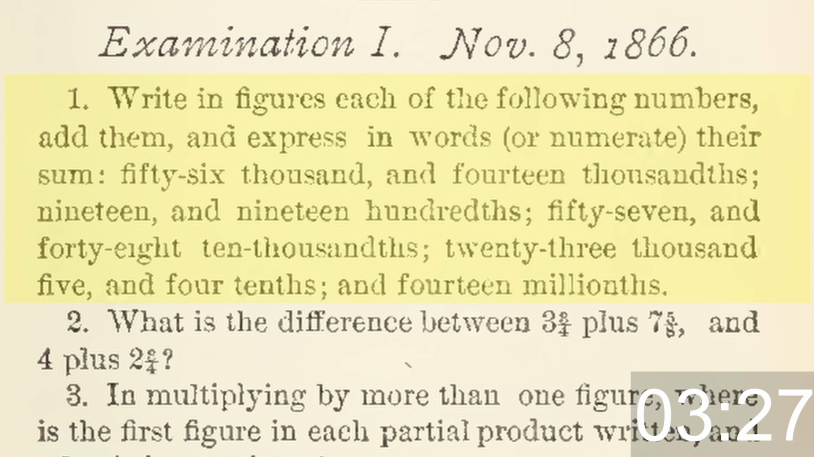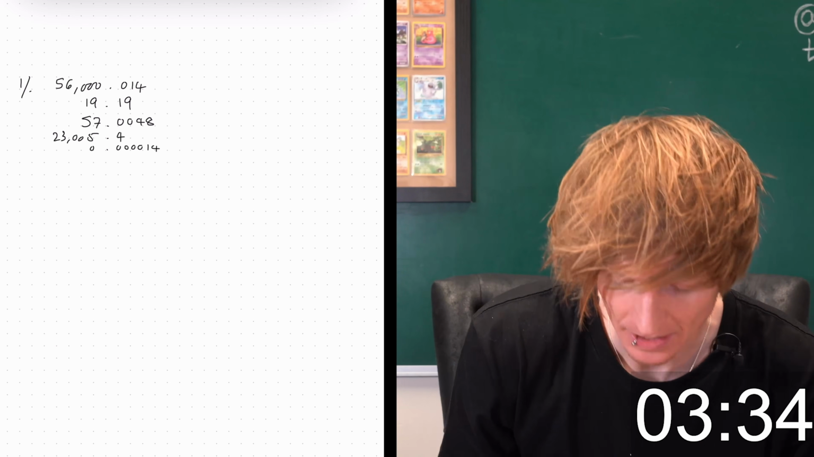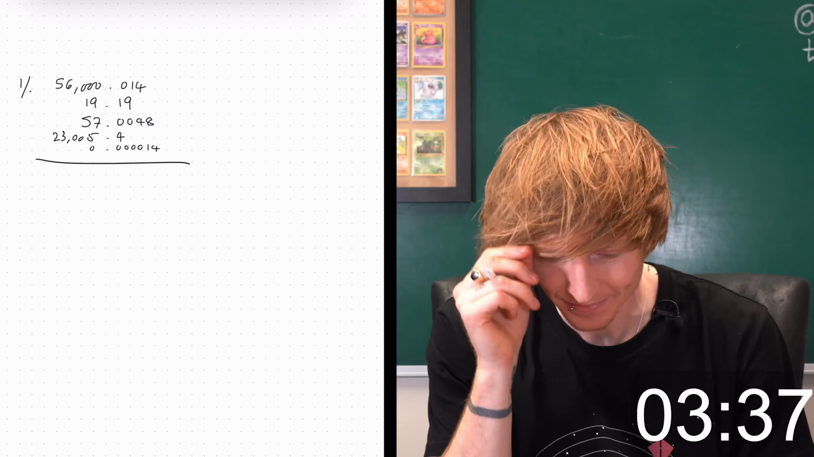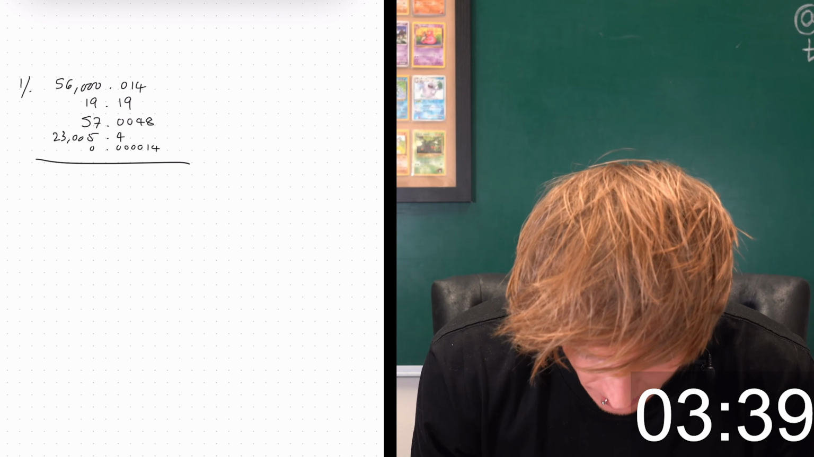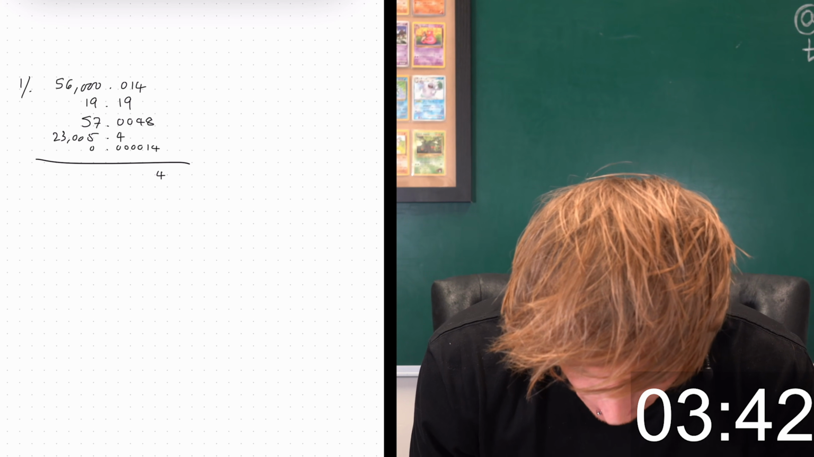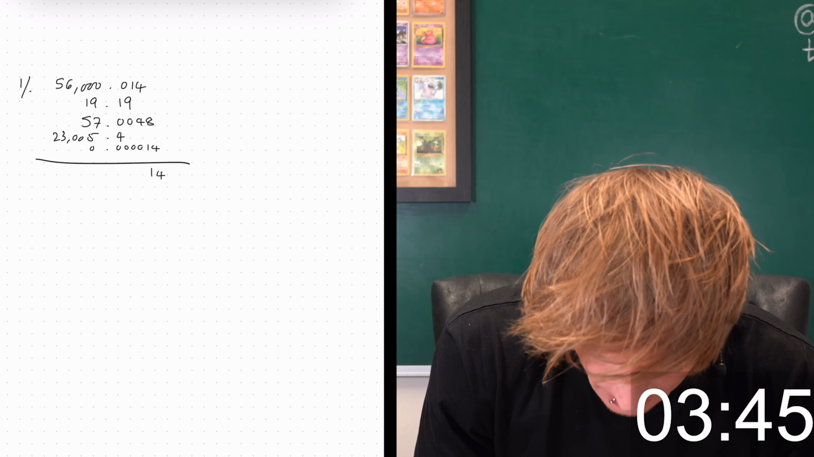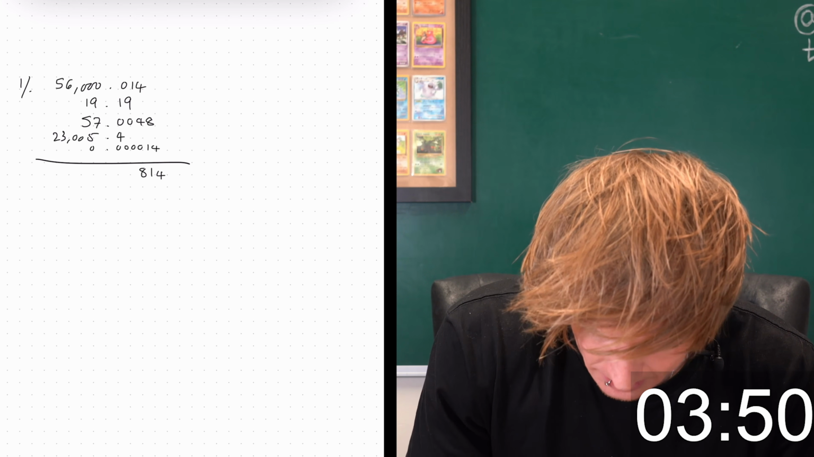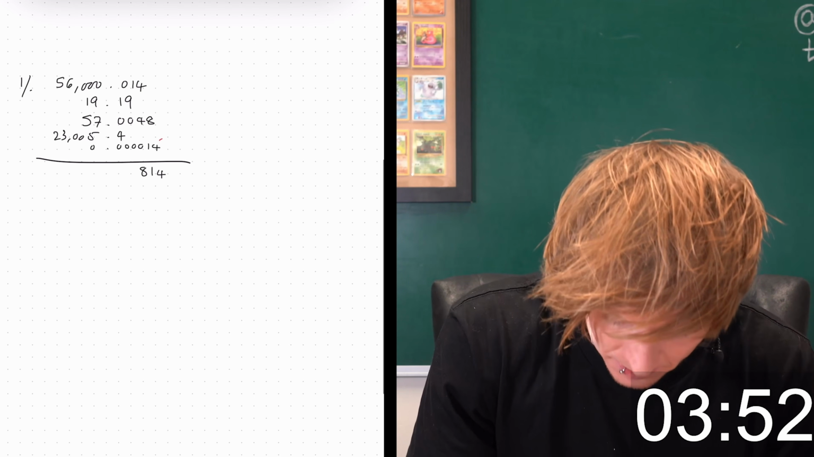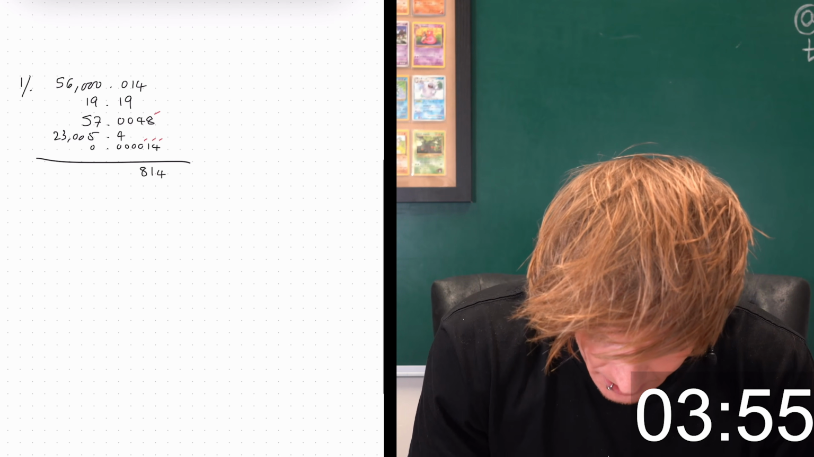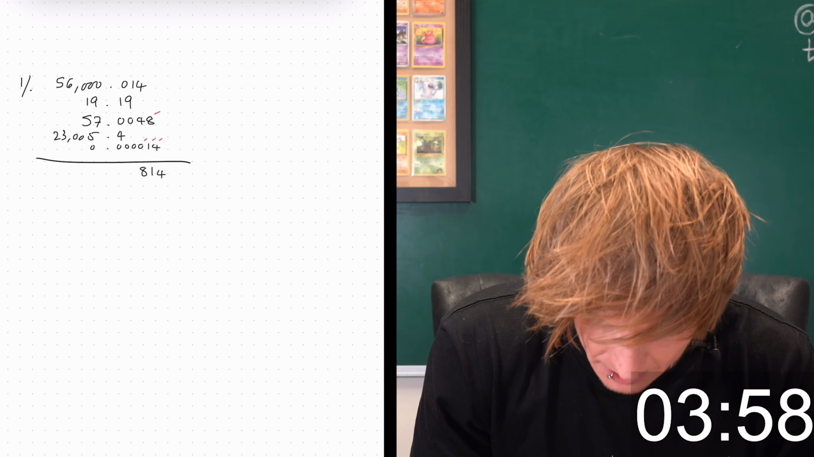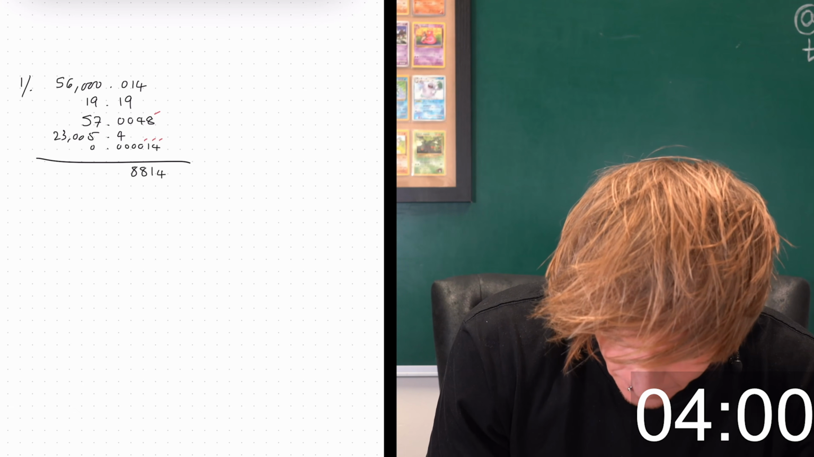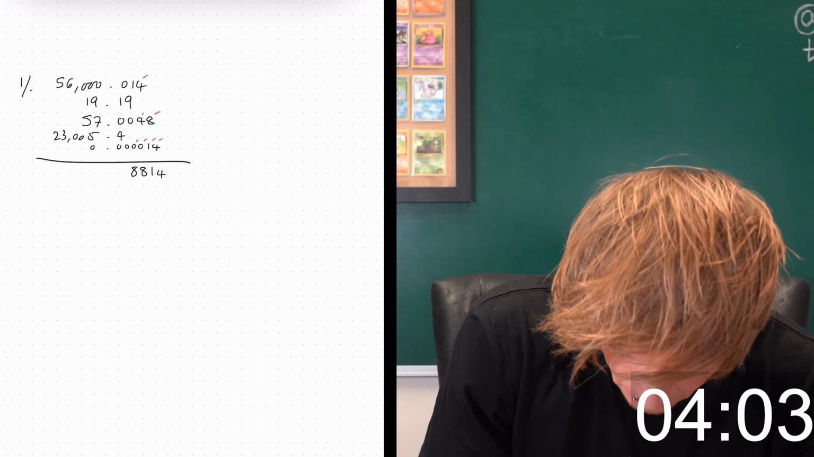Add them and express their solution in words or numerate. So I assume numerate means write it out as a number, so that's what I'm going to do. Right, let's add them. So we've got a 4 in that column, and then we have a 1 in that column. Then we've got an 8 plus a 0, and nothing else. So that's an 8. Just going to check these off. So we've done the 4, the 1, the 0, and the 8. Then we've got a 4 and a 4 and a 0. So that gives me another 8.